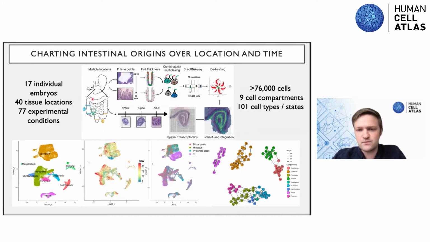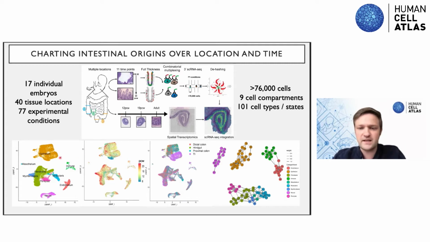To answer this, we collected fresh tissue from the Human Developmental Biology Resource. We sampled from both the small and the large intestine, from samples from 8 to 22 post-conceptual weeks. We then used a dual hashing multiplexing approach to upscale previous efforts in order to generate a resource of 17 individual embryos from 40 tissue locations. This was also coupled with spatial transcriptomics in order to map the single cell signatures to tissue.